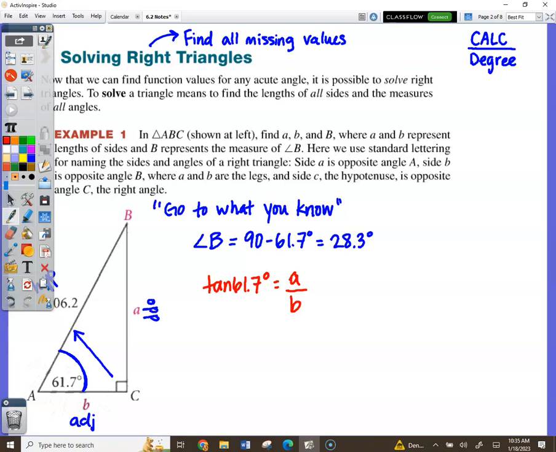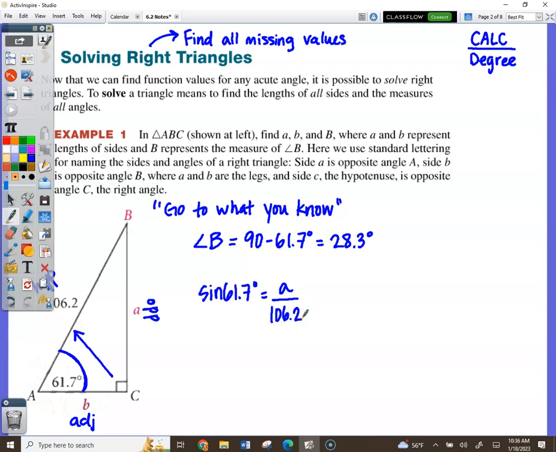So you have to be strategic when you're doing this, and you have to use which trig function would only allow one variable in it. So sine is a perfect choice, or cosine, right? Doesn't matter. If you use sine of 61.7, sine is opposite over hypotenuse, so that would be little a over, is it 106.2? And now that is solvable because there's only one variable.